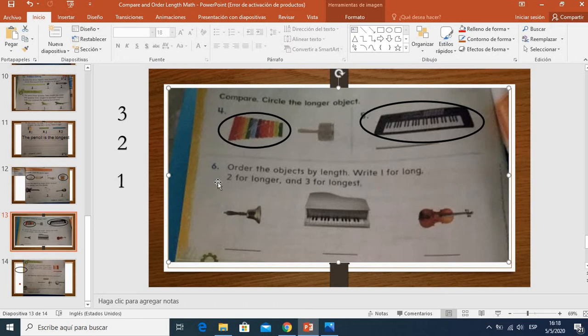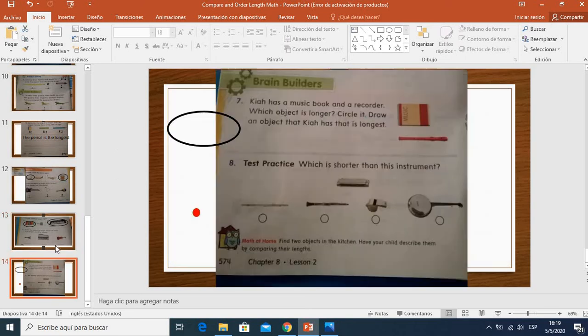It says, order the objects by length. Listen, write. Can you help me reading? Write 1 for long. We're going to write 1 for long, 2 for longer, and 3 for longest. Okay? We're going to write 3 for longest. Are you guys ready? Okay. Nice.